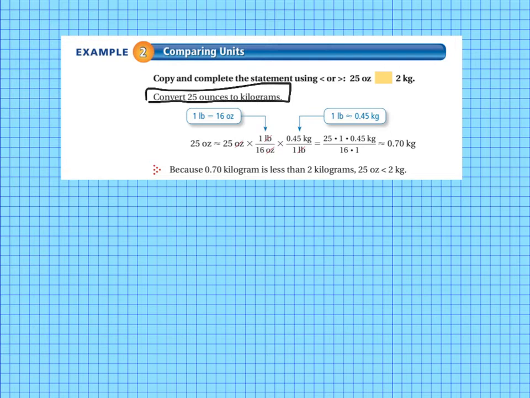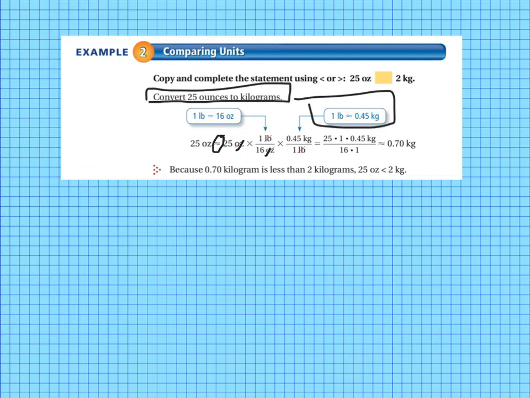So we know that 1 pound equals 16 ounces, and 1 pound is about equal to 0.45 kilograms. So 25 ounces is approximately equal to, that's what those wavy little equal signs mean, approximately equal to 25 ounces times 1 pound over 16 ounces. So we're going to cross out those ounces. So we're canceling those out. And remember, that's a 25 over 1.